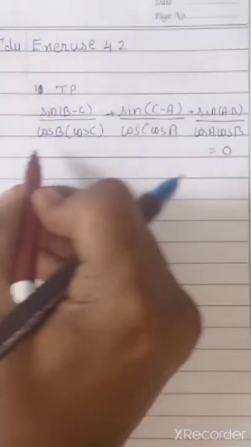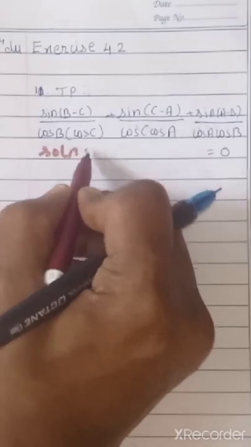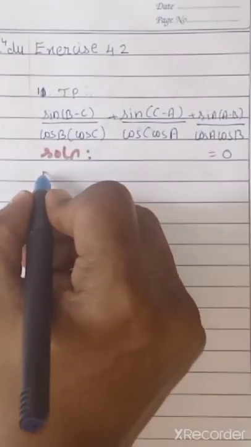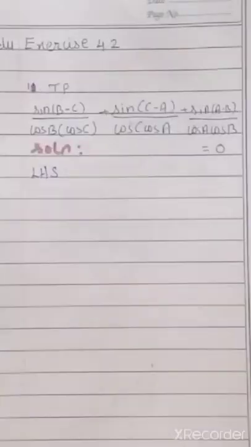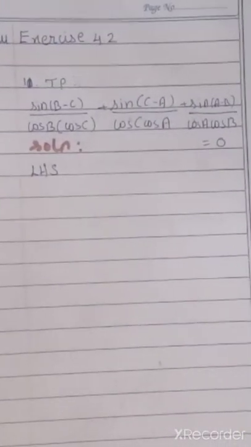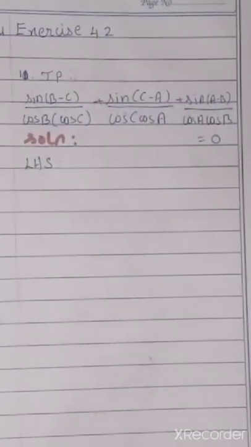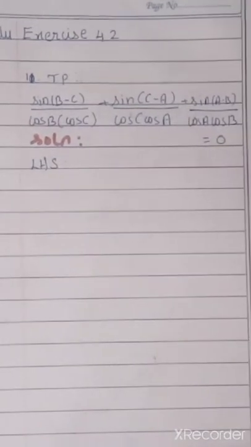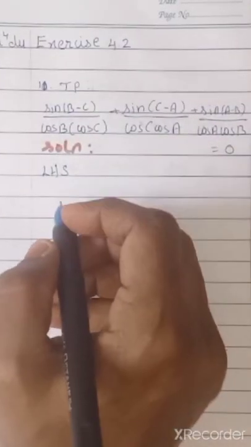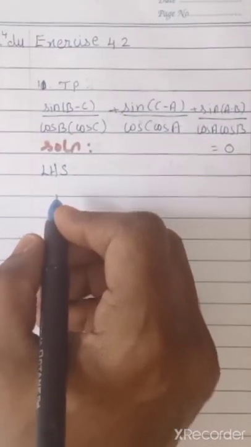Okay, and then we are going to use a formula and we are going to get the answer. So let's see the solution. First, we take the left hand side. What is the left hand side? Sin(B-C) by cos B cos C. Right? Now, for sin(B-C) we can use the sin(A-B) formula. What is the sin(A-B) formula? Sin A cos B minus cos A sin B.